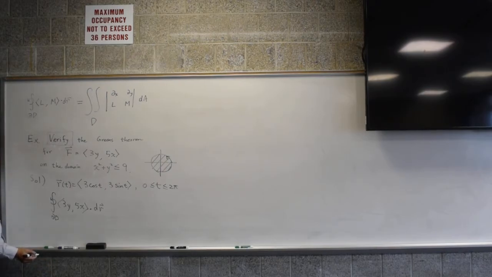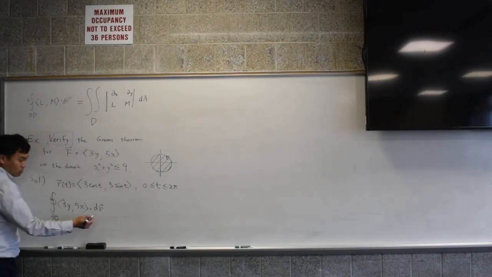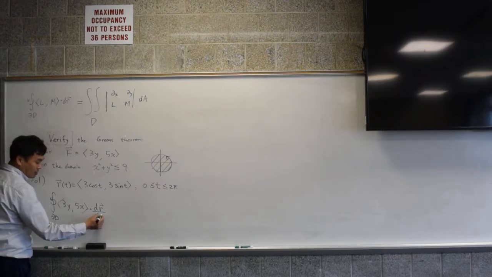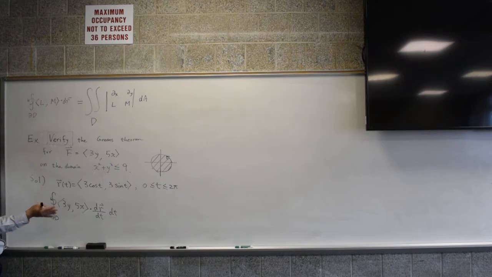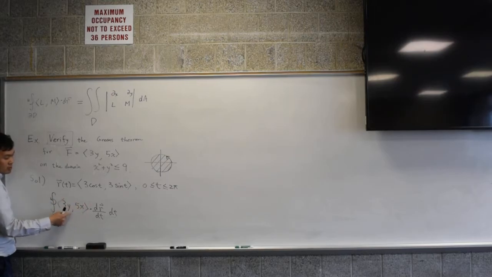But in order to calculate, what's the first step? You divide by dt. That's the most important step, right? Because once you remember that, then everything else falls into place. Okay, so we did that. Now, this has to be evaluated on the curve.